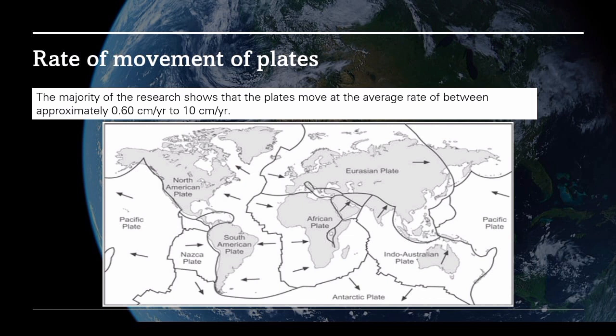It takes millions of years to see the big difference that the movement may cause. Roughly, researchers show that the plates move at an average of 0.6 to 10 centimeters per year, and this motion will not be noticed by our naked eyes. So mostly GPS, satellite images, and other geological aspects are used to understand the motion of the plates.